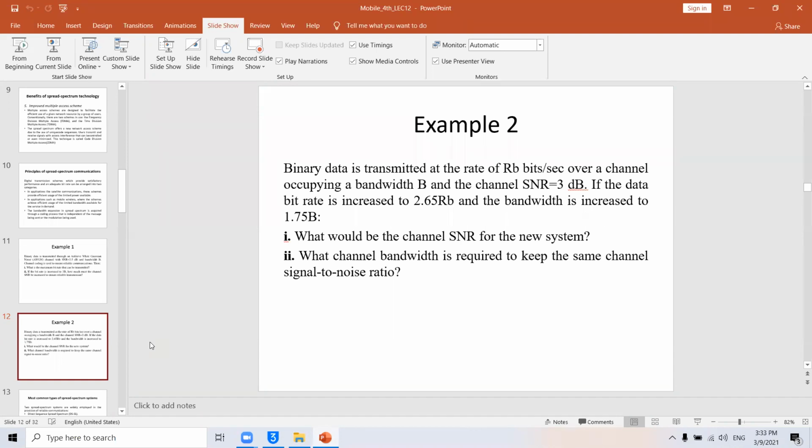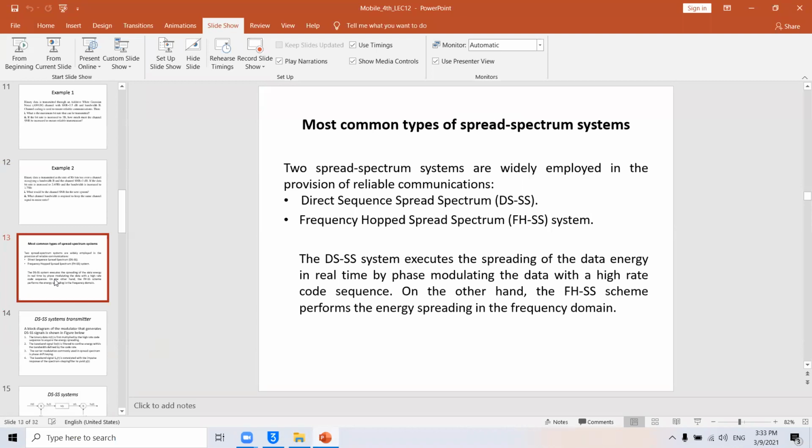Thus B dash equals 2.65 over 1.75 B. Okay, now we have B over B dash. So B dash will be 2.65 over 1.75 times B capital. This is again about example number 2. Really, in these two examples, we have discussed different ideas about the Shannon law formula, which utilizes the spreading of energy over a wider bandwidth.